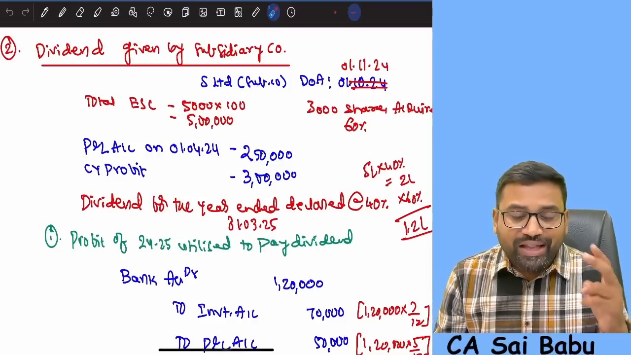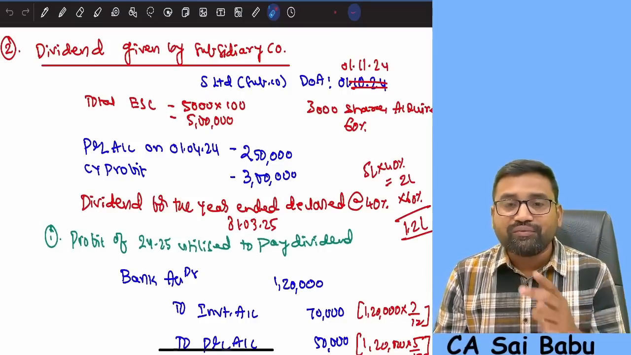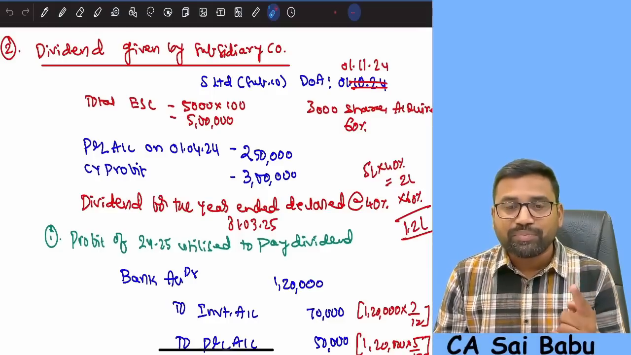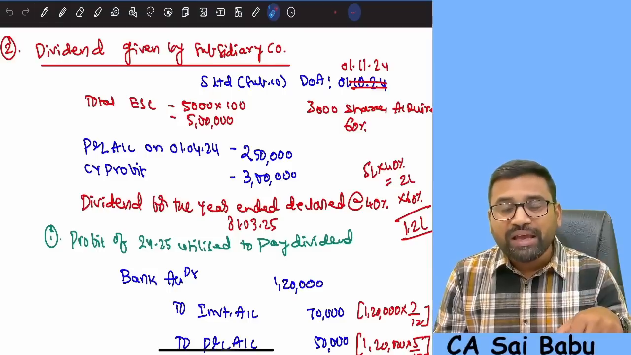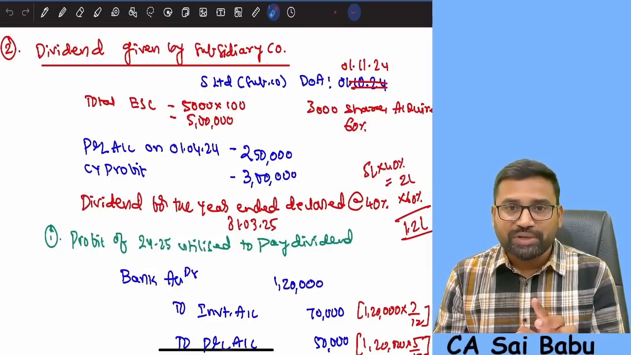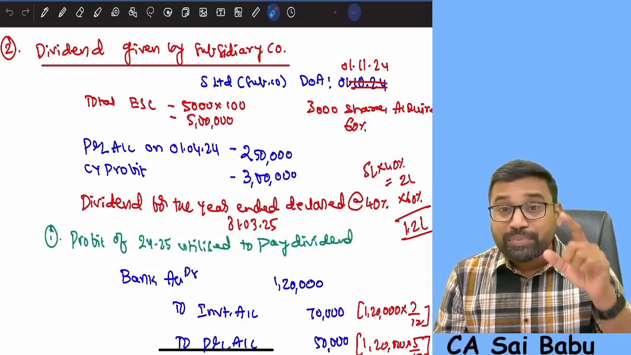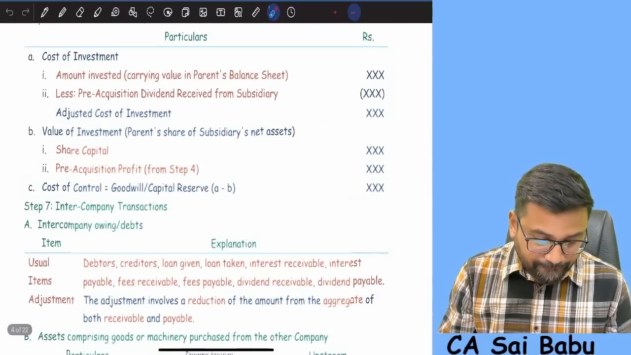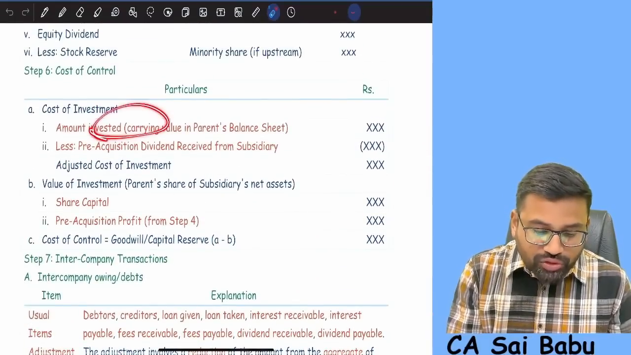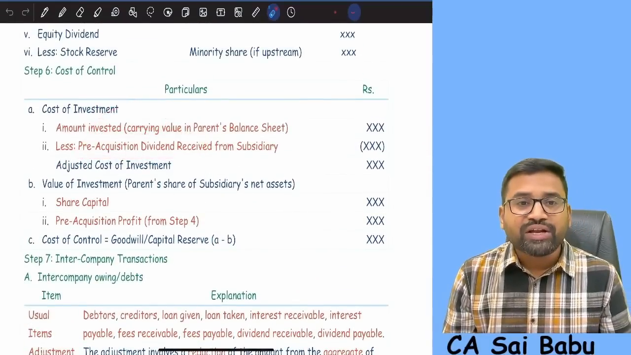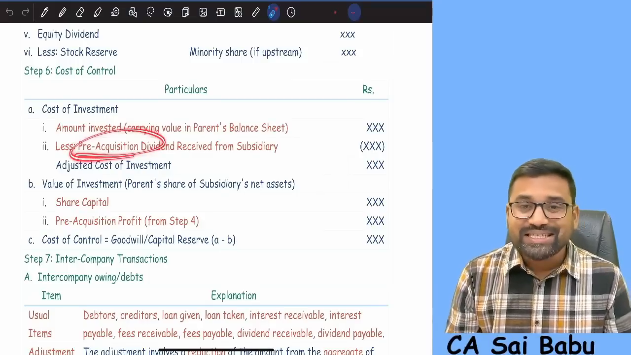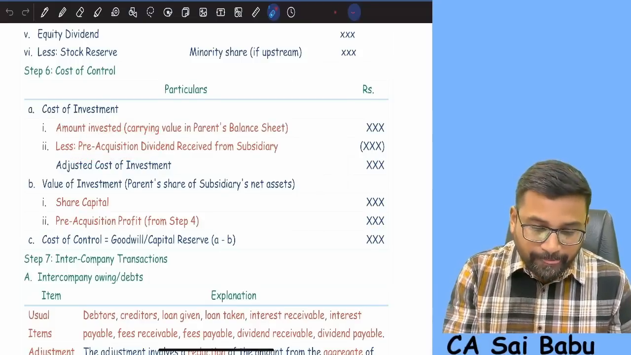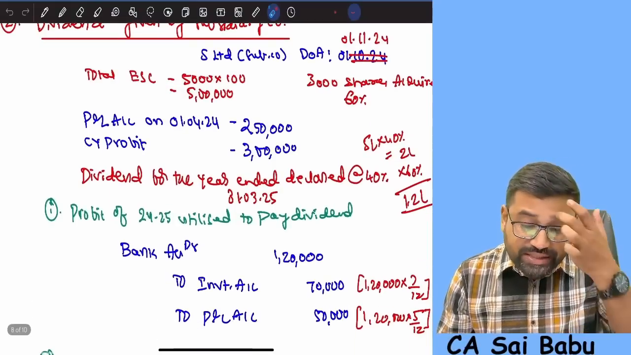Therefore, whenever any dividend is given by the subsidiary company, check which source the dividend came from, pre or post. If it is pre, adjust to the cost of investment. That means step number 6, cost of control. When you are doing the cost of control step, from the amount of investment, whatever pre-acquisition dividend we received from subsidiary company, we will adjust. Okay. Now see this. I have given one example also.